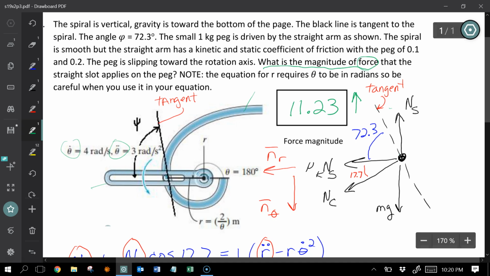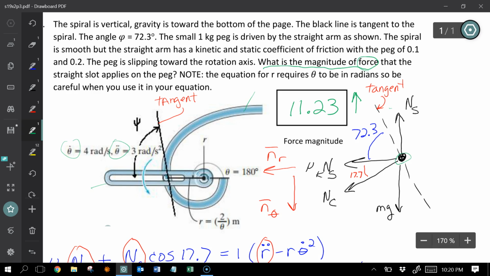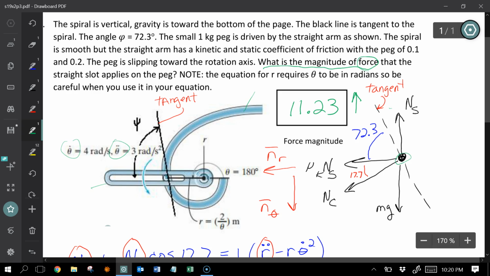So here it is, this little dot over here. That's the peg. There's gravity on here, so gravity points down towards the bottom of the page. So you've got your gravity force. The other thing is the straight slot is applying pressure. That's this guy right here. I'm going to call him the NSS for straight slot. So that's the pressure that's coming from the straight slot from this guy right here.